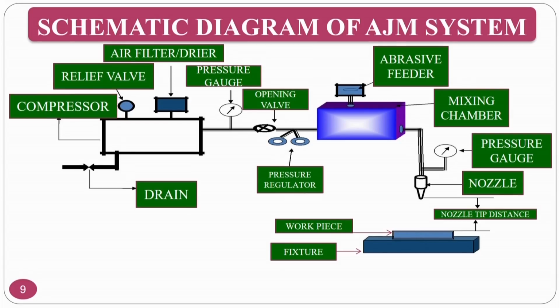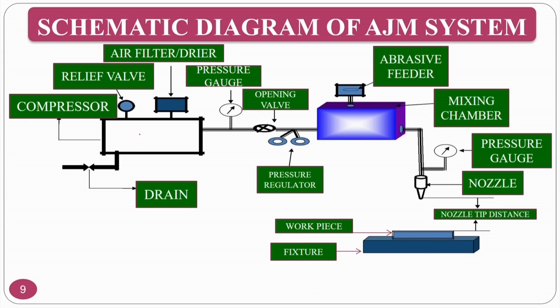But how to generate this much pressure, how to generate the velocity of the abrasive particles and other things will come under the complete system. First, what you need is a compressor, with a relief valve, air filter, dryer and other things. The dryer is required because you do not want any wet condition in the atmospheric pressure.